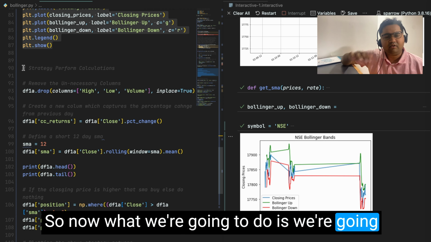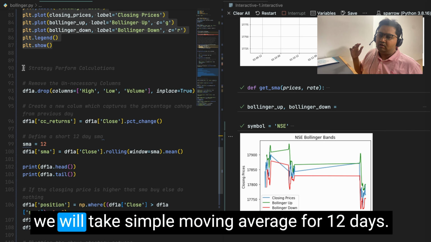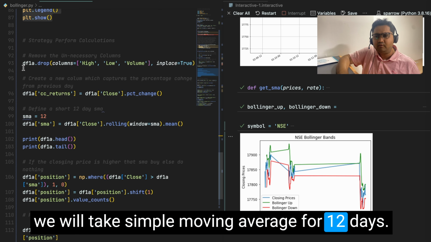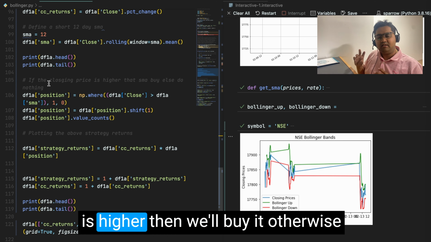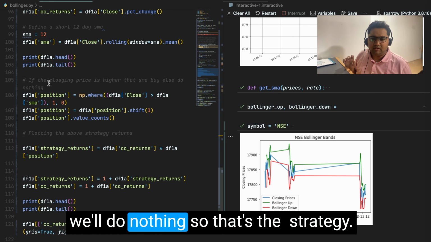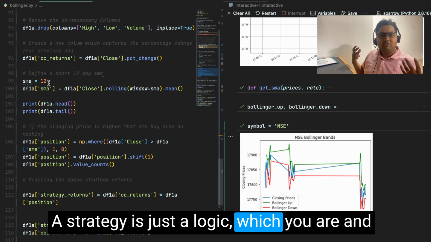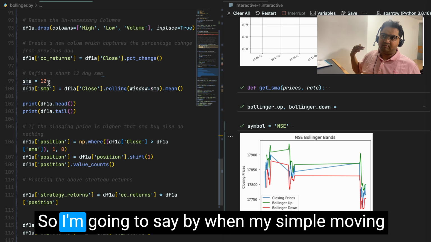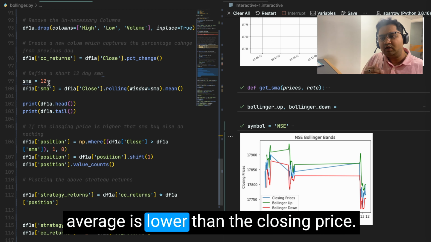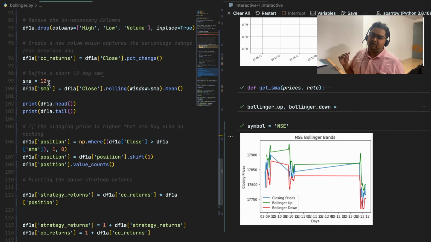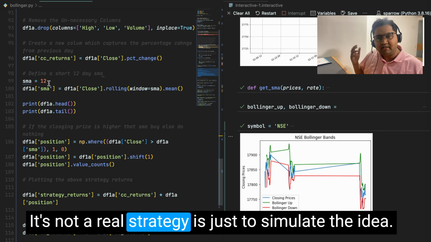So now we're going to do a strategy formulation. The strategy is that we will take a simple moving average for 12 days. And if the closing price is higher, then we'll buy. Otherwise, we'll do nothing. So that's the strategy. Simple. A strategy is just a logic which you have built, based on which you're trying to generate a signal. So I'm going to say buy when my simple moving average is lower than the closing price. I'll try to buy and else do nothing, or I could do sell. It doesn't matter. It's not a real strategy. It's just to simulate the idea.